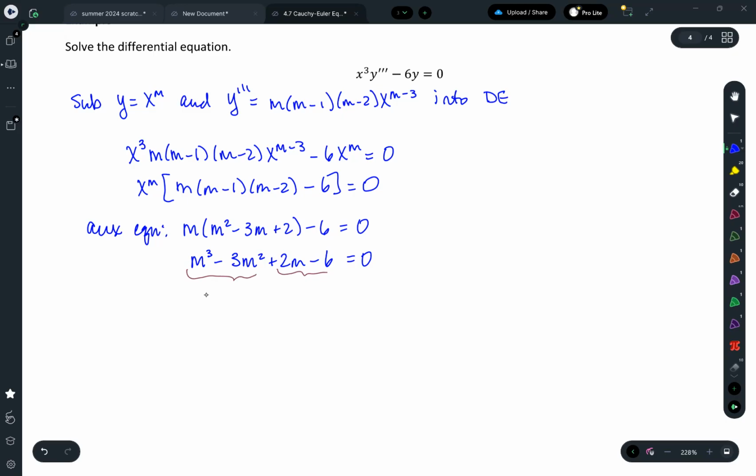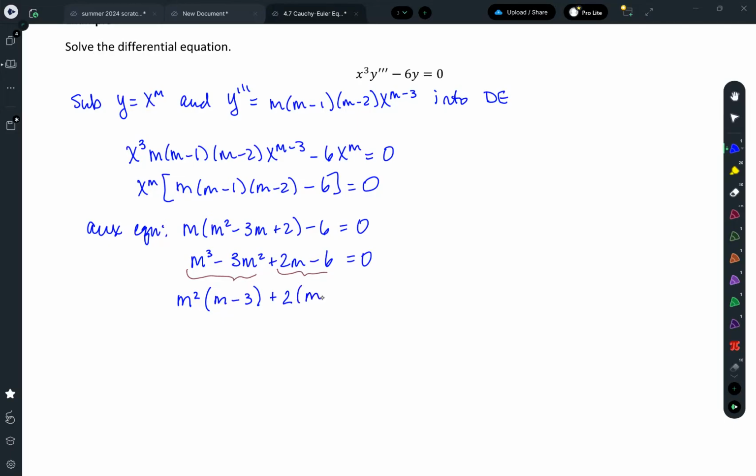So the first 2 terms have an m squared in common. And when I factor that out, it leaves behind an m minus 3. The last 2 terms have a 2 in common. And when I factor that out, I leave behind an m minus 3, and that's all equal to 0. Now the m minus 3's are common to both terms, so I factor it out. And that leaves behind m squared plus 2, and that's all equal to 0. So I have m minus 3 is 0, and I have m squared plus 2 is 0.